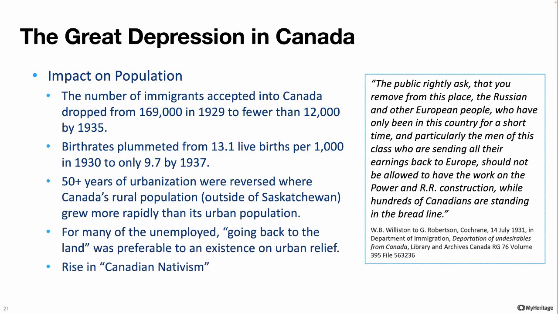I assume what they mean by power and RR, the power probably being the power grid infrastructure, and RR is probably the railroad, would be my guess. So again, this notion that unemployment is so challenging that we're also having a lot of migrant labor in the country, and people had concerns about that.